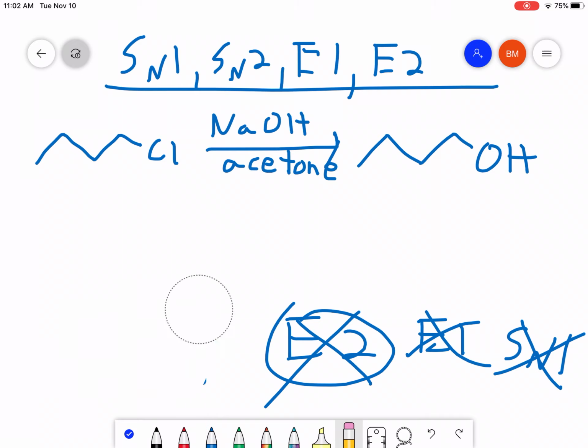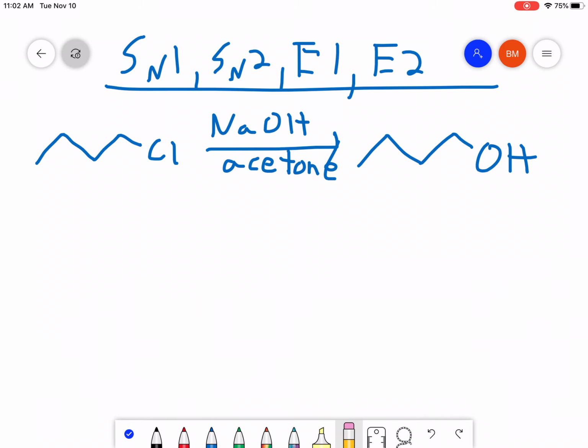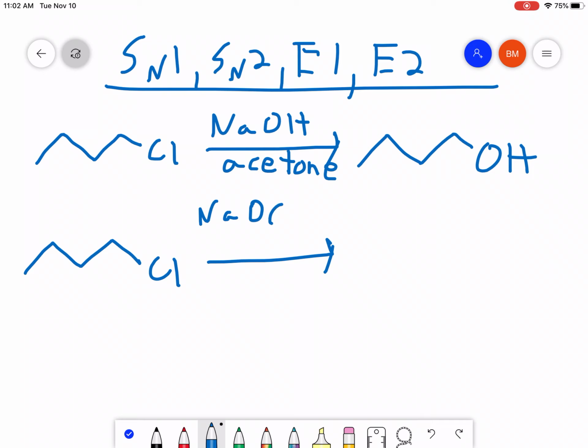Okay. Well, let's say I changed it up just a little bit. All right, so the only thing here I changed was the sodium salt. Instead of sodium hydroxide, I am using sodium tert-butoxide. How does this change the nature of the reaction?